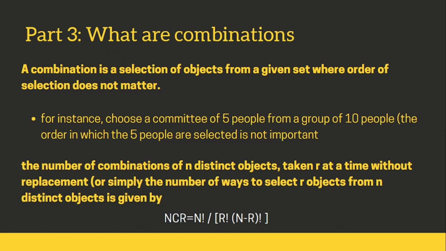Then the next part, which is similar to what I just mentioned previously, is what are combinations. A combination is a selection of objects from a given set, where the order of selection does not matter. So for instance, when we choose a committee of 5 people from a group of 10 people, the order in which the 5 people are selected is not important. But let's say the number of combinations of n distinct objects taken r at a time without replacement, or simply the number of ways to select r objects from n distinct objects. That is basically given by n factorial over r factorial times n minus r factorial, which is basically what you see in your binomial expression, if you remember that from your MS26.